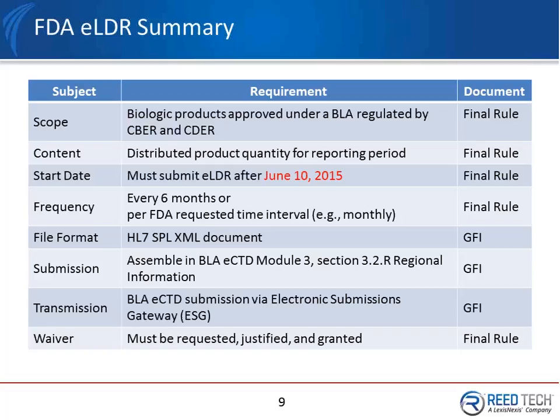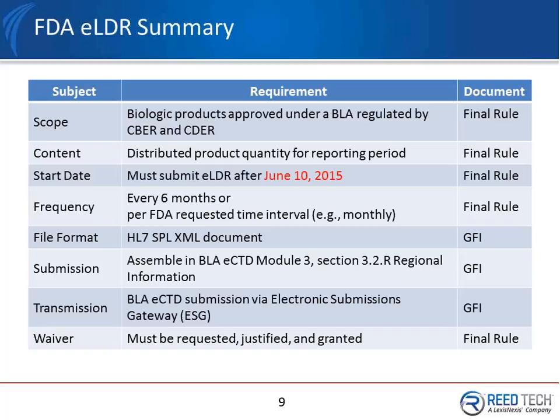That document will get into describing the final format, the file format being SPL XML, the submission and transmission instructions, as we'll get into in a little bit. This submission does have to be made as part of your eCTD submission. So it's essentially going in Module 3, Section 3.2.R with the regional information of your eCTD. And then, of course, that eCTD has to be submitted electronically via the Electronic Submissions Gateway.